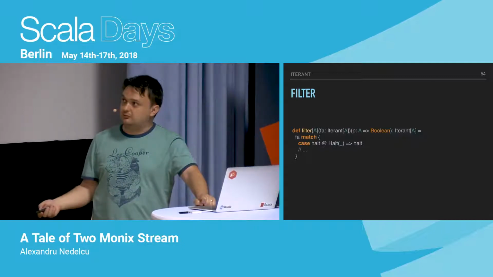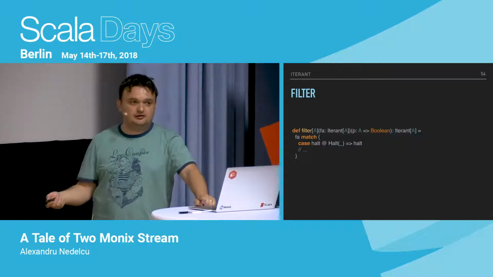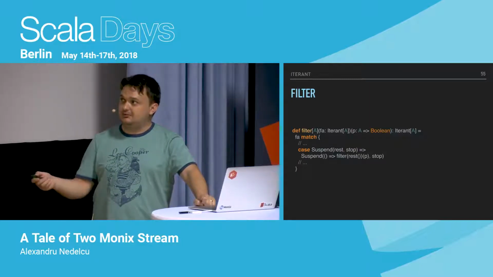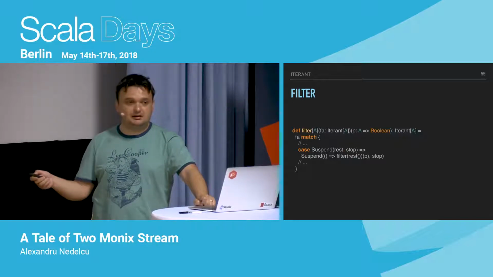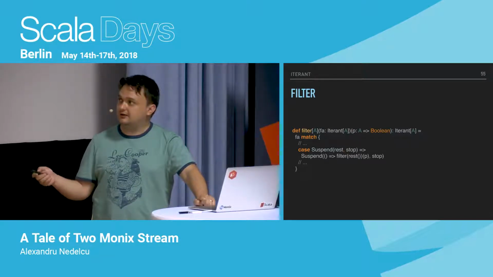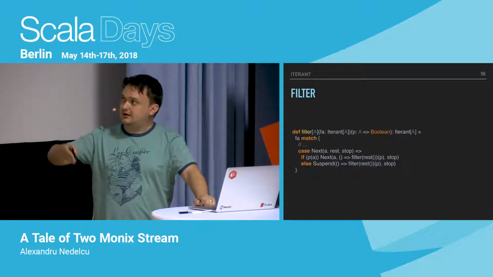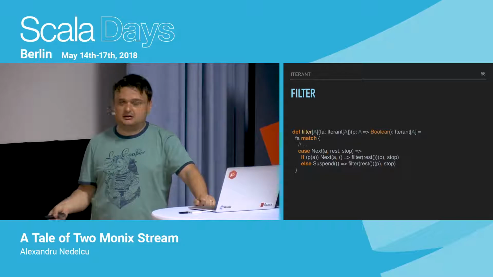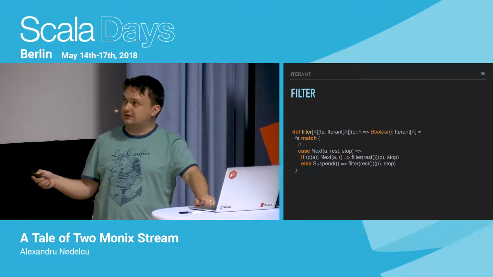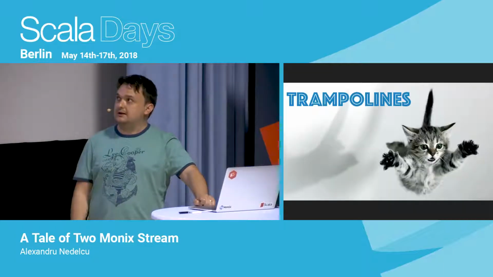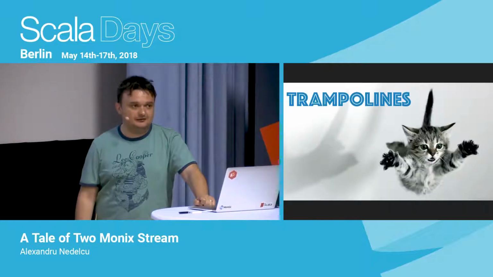So to implement a filter operation, you do pattern matching on that stream. If it's empty, you return empty. If it's a suspend, you return a suspend by creating a closure here that applies filter to the rest of the stream. As you may know, in Scala, this is not stack safe and it will blow up, but we can solve that. And we can say, okay, if we have a next and it satisfies the predicate, we can return it, but apply filter to the rest of the stream, otherwise suspend. And we've got a filter operation defined. That's not stack safe, of course.